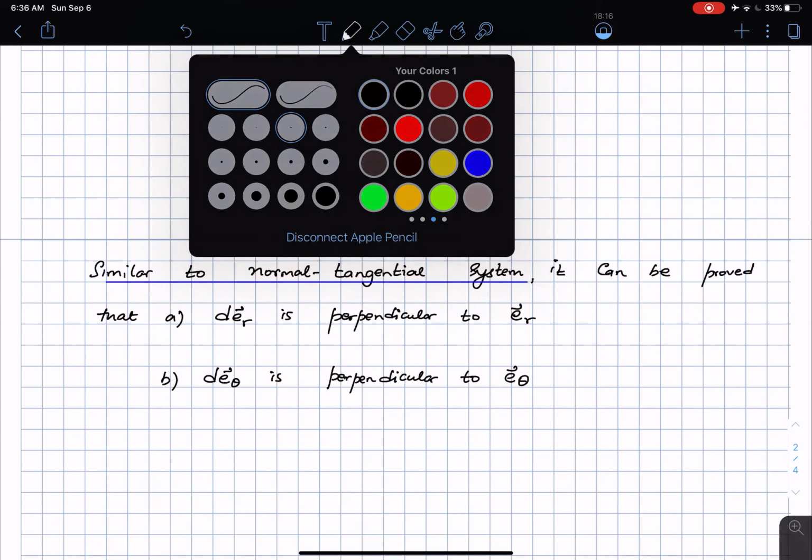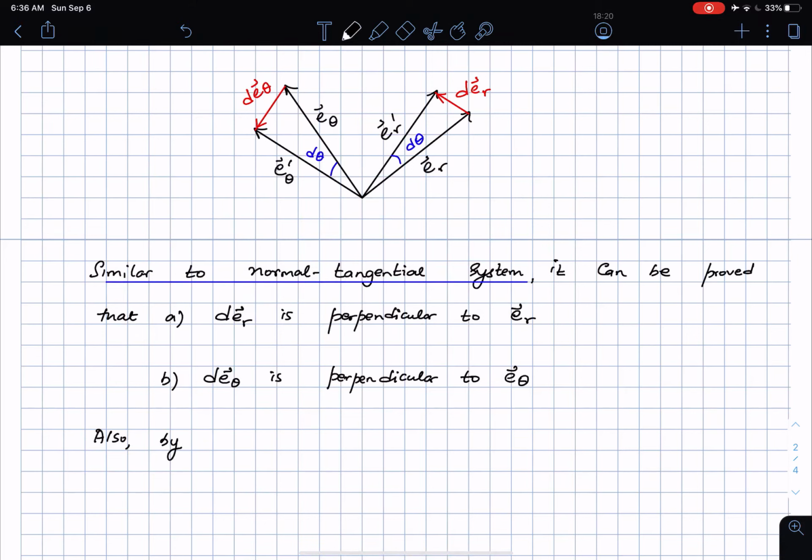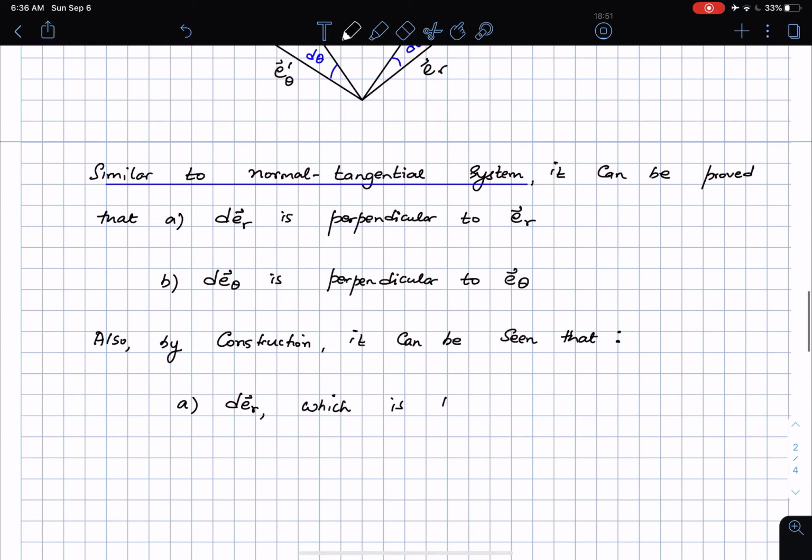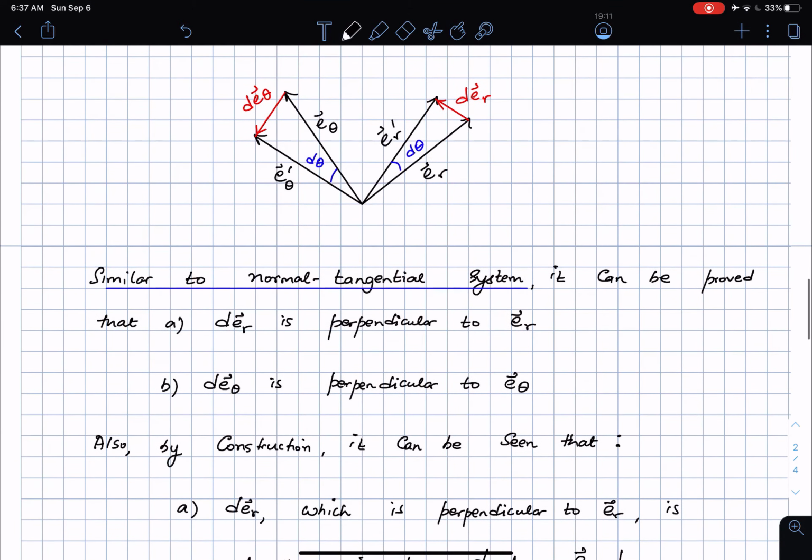Also, by construction, it can be seen that dER is perpendicular to ER, so it's actually pointing in the direction of positive E theta. dER, which is perpendicular to ER, is pointing in the direction of E theta. This you can see from the figure here.